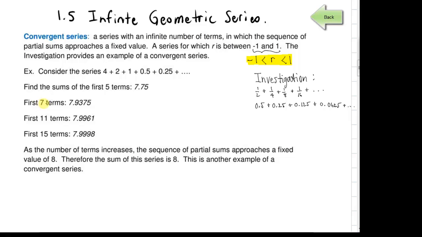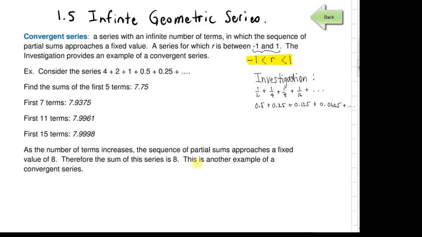What if we add up the first 7 terms? Then you're going to get 7.9375. The first 11 terms, 7.9961. The first 15 terms, 7.9998. So what do you notice about these numbers? They are getting closer and closer to what number? You should notice that they're getting closer and closer to 8. So as the number of terms increases, the sequence of the partial sums approaches a fixed value of 8. Therefore, the sum of this series is 8.